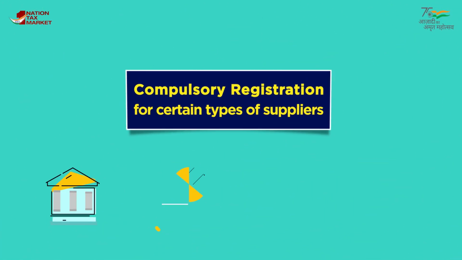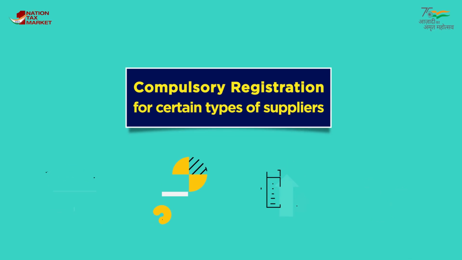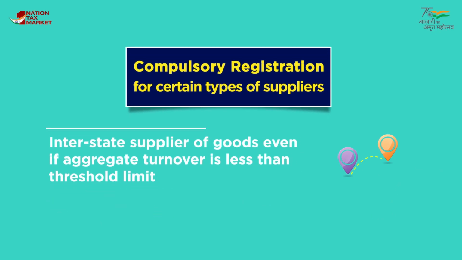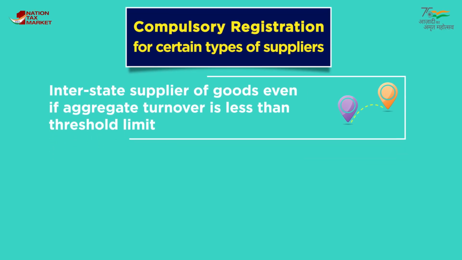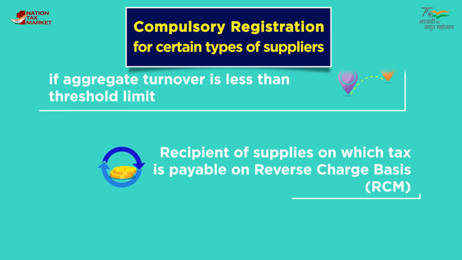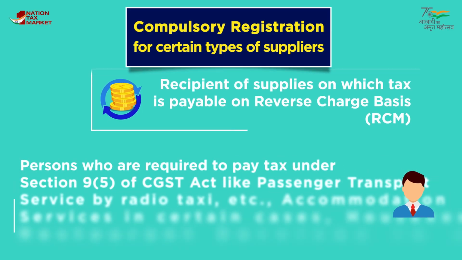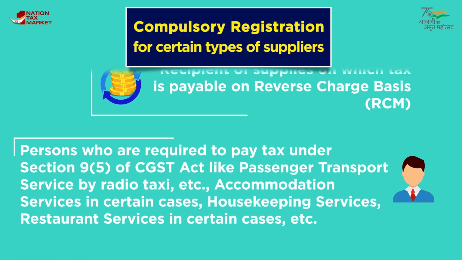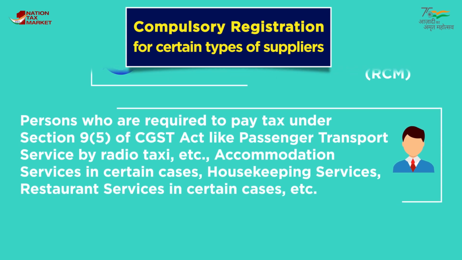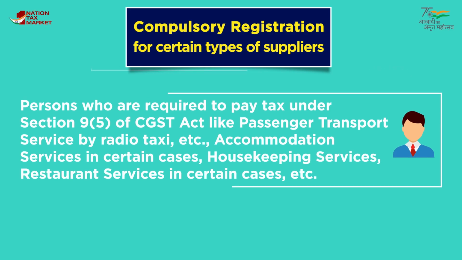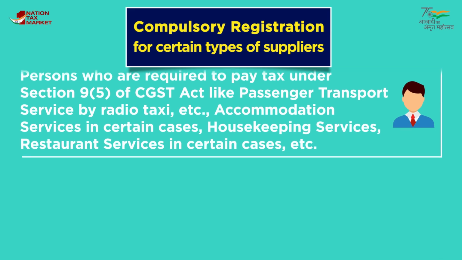There are certain types of suppliers who must compulsorily register irrespective of their turnover. Person making any interstate supply of goods, even if aggregate turnover is less than threshold limit. Recipient of supplies on which tax is payable on reverse charge basis. Persons who are required to pay tax under subsection 5 of section 9 of CGST Act, like passenger transport service by radio taxi, etc., accommodation services in certain cases, housekeeping services, restaurant services in certain cases, etc.